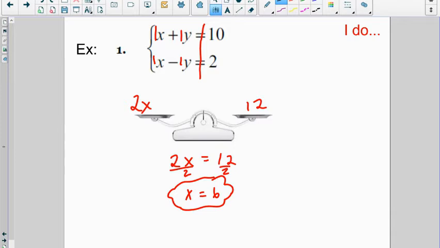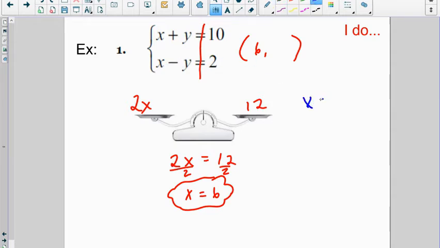Now, it's not your final answer, because remember, a system has a solution that contains two values, the x value and the y value. So now we have to plug it back in and figure out what the y value is. So I can choose either equation here. Do I want to work with x plus y equals 10 or x minus y equals 2? I'd rather work with the addition, just because I think it's easier to work with addition than subtraction, even though it would work out the same in either case.